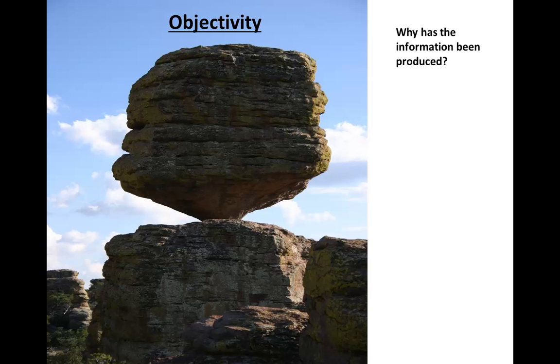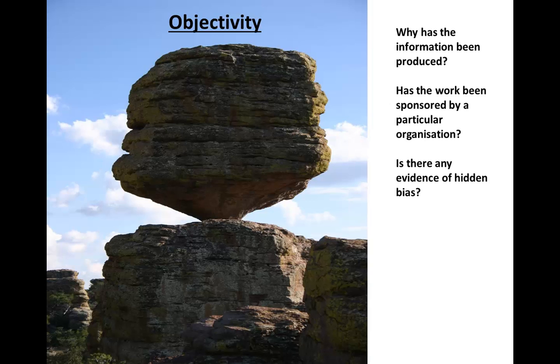Not all information represents a balanced view. Some information, even if it has been written by a well-respected individual, may have been produced on behalf of a particular organisation and could be biased towards their point of view on a particular topic. Questions to ask yourself when thinking about the objectivity of a piece of information include: why has the information been produced? Is it to inform, persuade, sell, or entertain? Has the work been sponsored by a particular organisation? Is there any evidence of bias, hidden or otherwise?